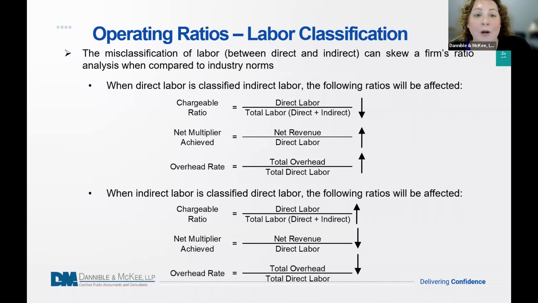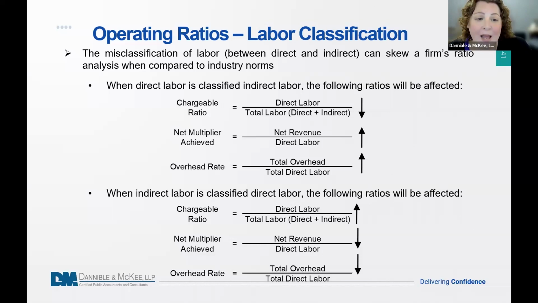So if direct labor is getting lumped into overhead, your chargeability ratio is going to go down, your net multiplier is going to go up, your overhead rate is going to go up. So it's going to skew those ratios. So you're not really going to know how your firm is actually performing. So it's really important that you're training your employees how to charge labor in their timesheets correctly. And it's not just your employees, it's your principals. They're often the biggest culprits of not charging their time appropriately.